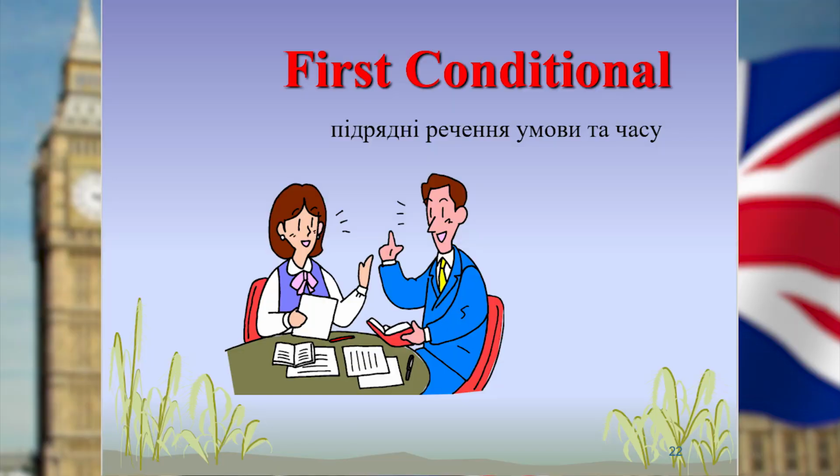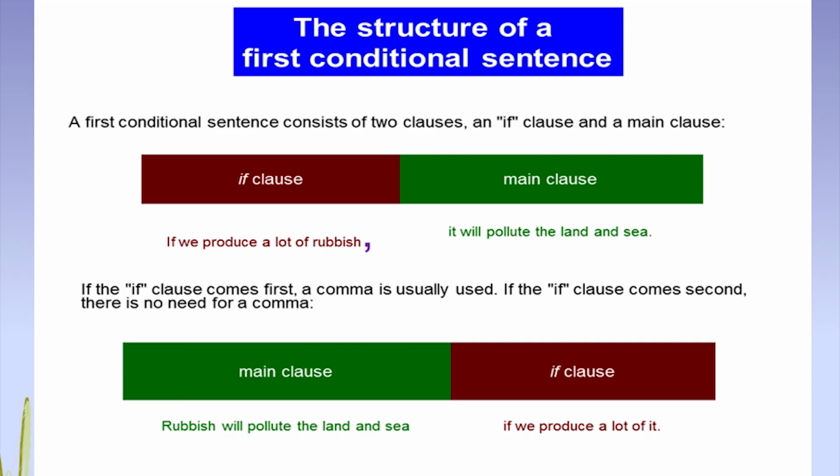These are complex sentences, умовні речення першого типу. So, the structure of this first conditional sentence is: a first conditional sentence consists of two clauses, an if clause and a main clause. If clause – це підрядна частина складного речення. Main clause – це головна частина складного речення. For example, if we produce a lot of rubbish, it will pollute the land and sea.